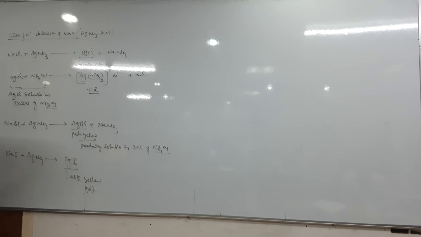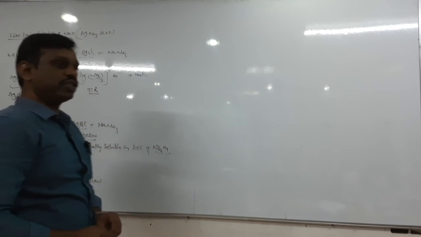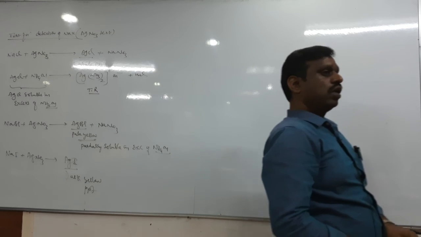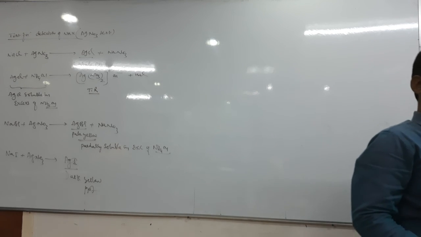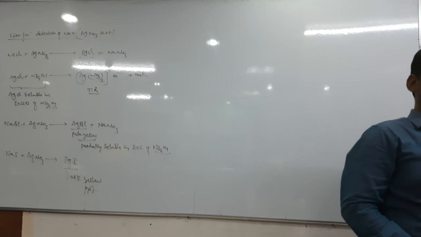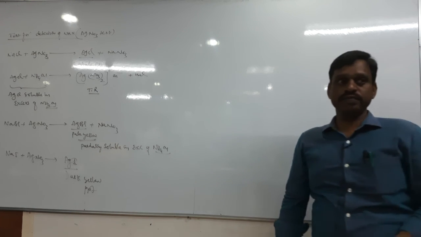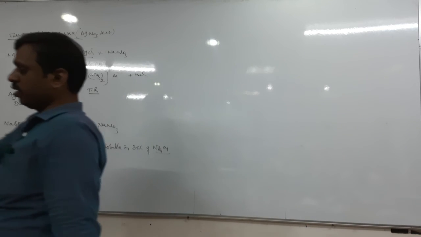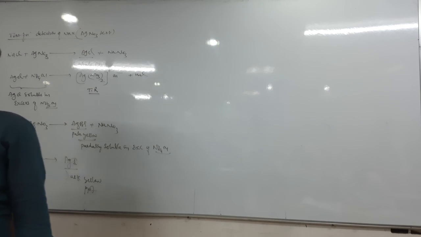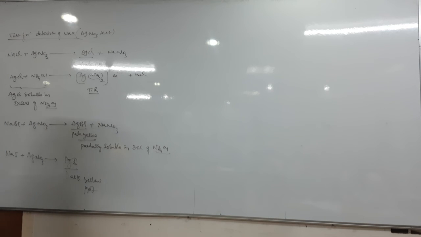Okay, tell me, in the detection of nitrogen by Lassaigne's test, what is the color of the final product? I asked color, bluish green. What is the name of the product? Prussian blue. What is the formula? Fe4[Fe(CN)6]3. Formula is important.